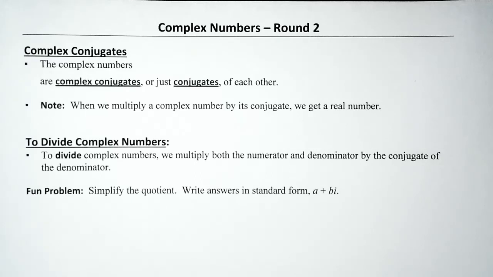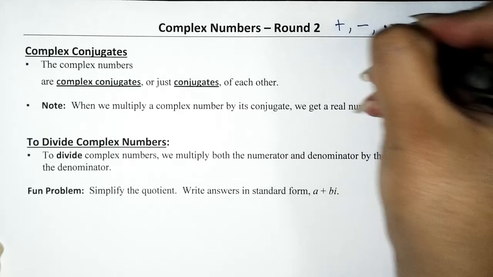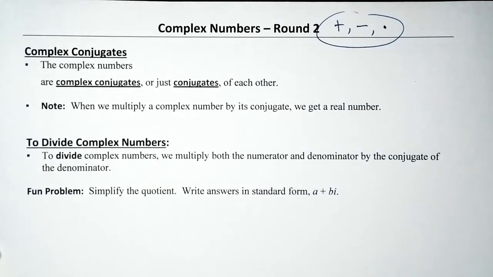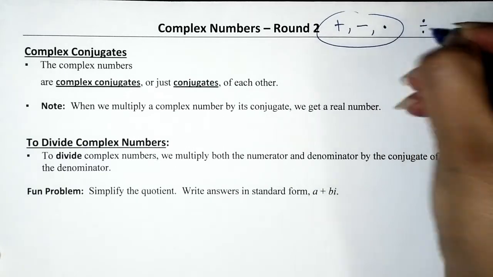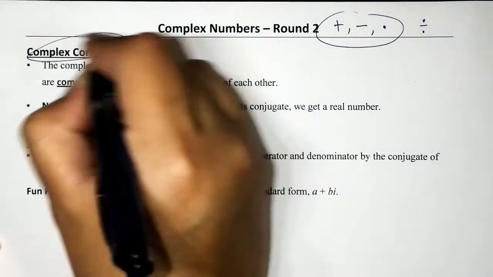Okay, so in round 1 we were working with complex numbers. What did we do with them? Well, first of all, we simplified square roots of negative numbers. We took their product and quotient, and then we took complex numbers and added them, subtracted them, and multiplied them. Okay, so that was round 1. And then in round 2, we're going to go ahead and divide them. But before we do, let's talk about complex conjugates.